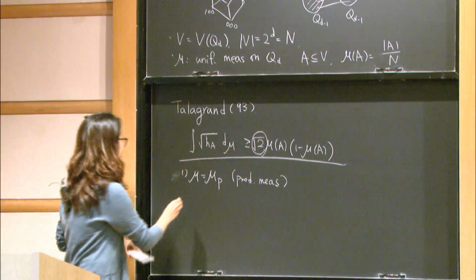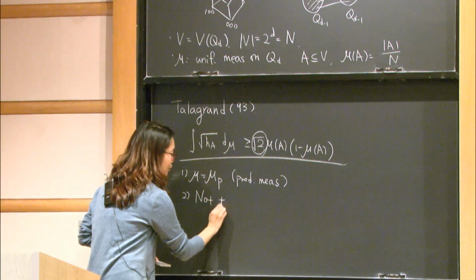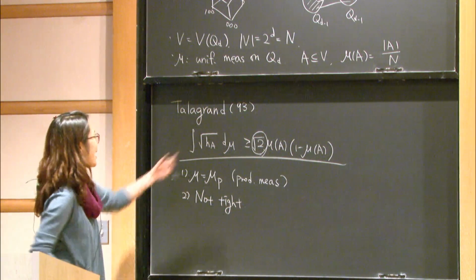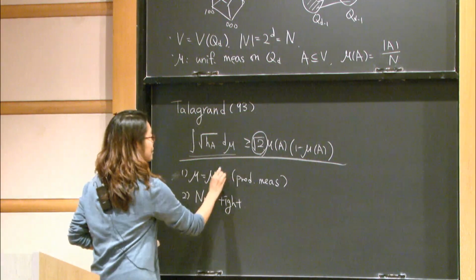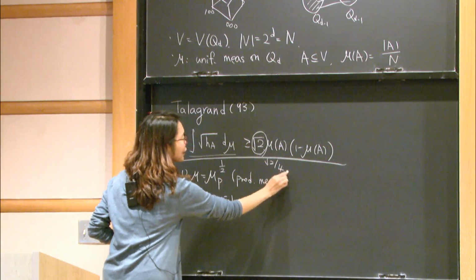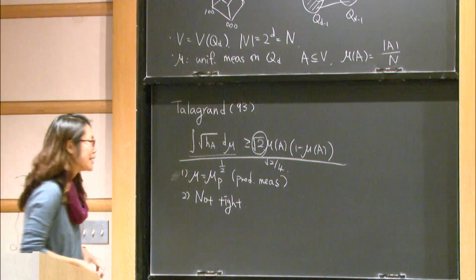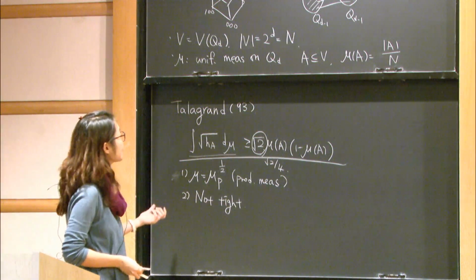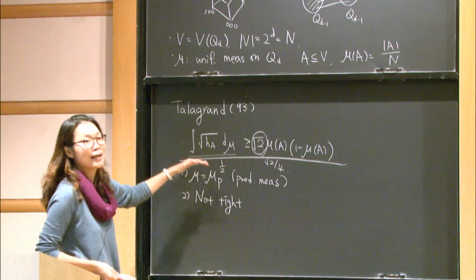And second, this inequality is not tight. So for example, when A is a codimension 1 subcube, then we know that this side is a half, but this side is only square root of 2 over 4. So this is not tight, but this inequality is tight up to constant. So when A is a subcube or a Hamming ball, then this inequality is tight up to a constant.